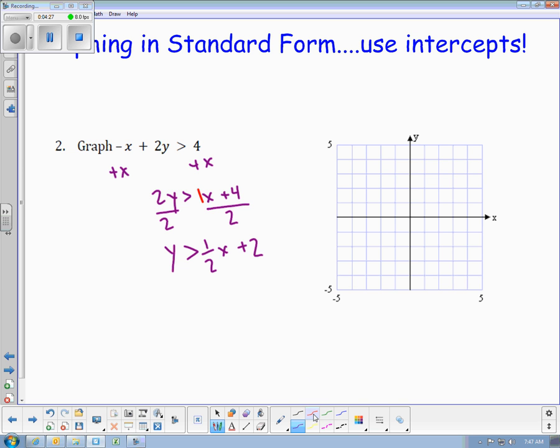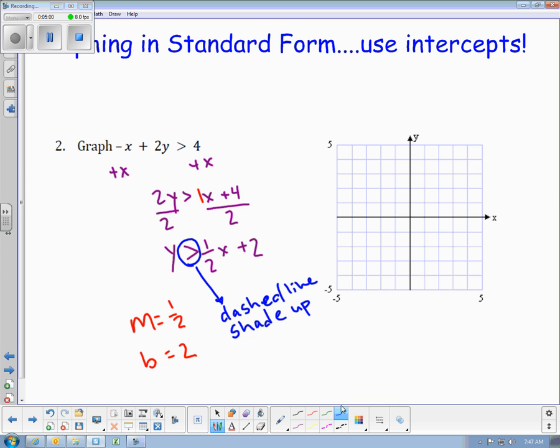So again, I have a y-intercept of 2. The slope here is 1/2. And again, you don't need to find the x-intercept. You could if you wanted to, but we don't need to because this is enough for us to graph the line. Let's make the decisions that we need to make when we look at the inequality symbol. This inequality symbol again means that I'm going to graph a dashed line, and I am going to shade above. So dashed line and shade up.